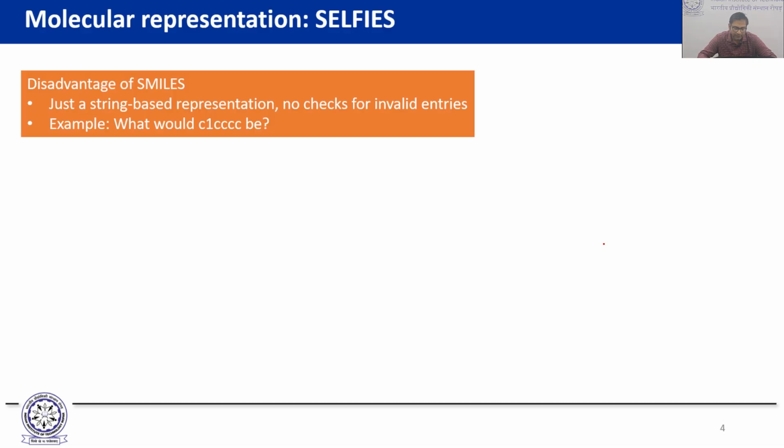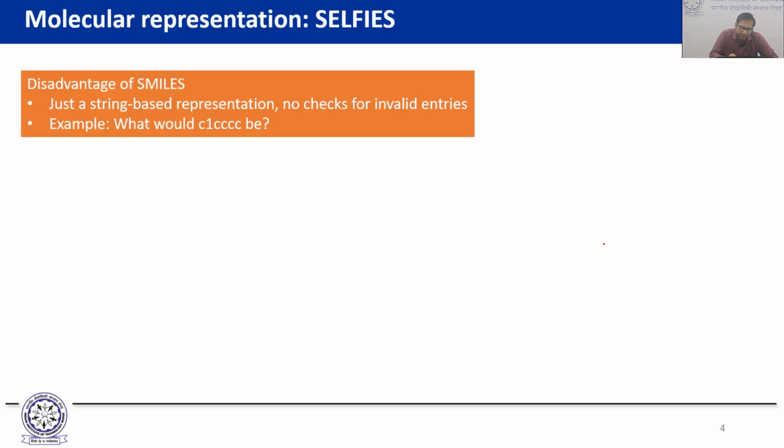Now SMILES is very convenient. It is one of the earliest representation forms, but then there are some disadvantages with SMILES as well. So primarily the main disadvantage is it's just a string based system, and you really do not have any way in which you can check whether the molecule being written out is actually a valid molecule or an invalid molecule. So this is one challenge.